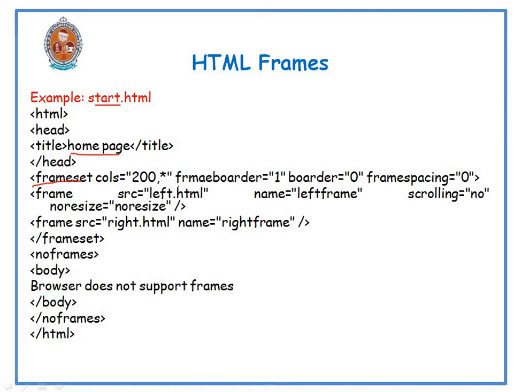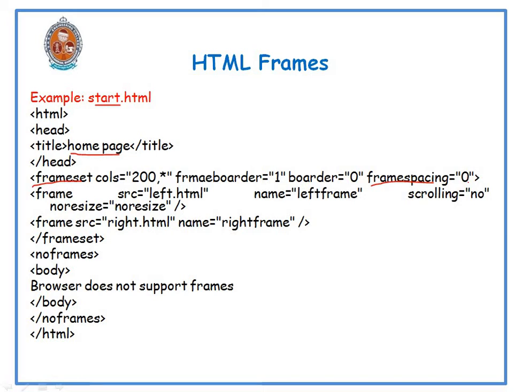After that we have mentioned various attributes. Frame border equals 1. That means each frame has the border value 1, and the next one is border equals 0. After that we have written another attribute, frame spacing equals 0.